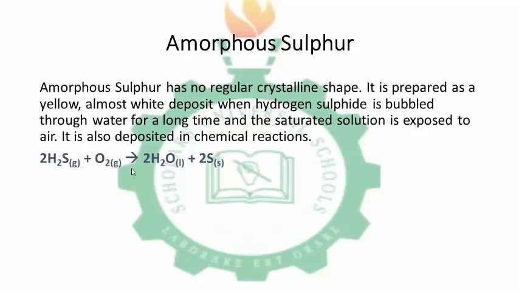And it is also observed in chemical reactions. Most of the sulfur you observe as deposits in chemical reactions is actually the amorphous form of sulfur. And this is the equation you can see for the formation: hydrogen sulfide being oxidized by oxygen and forming a deposit of sulfur, and also forming water molecule. And don't forget that sulfur is not soluble in water.